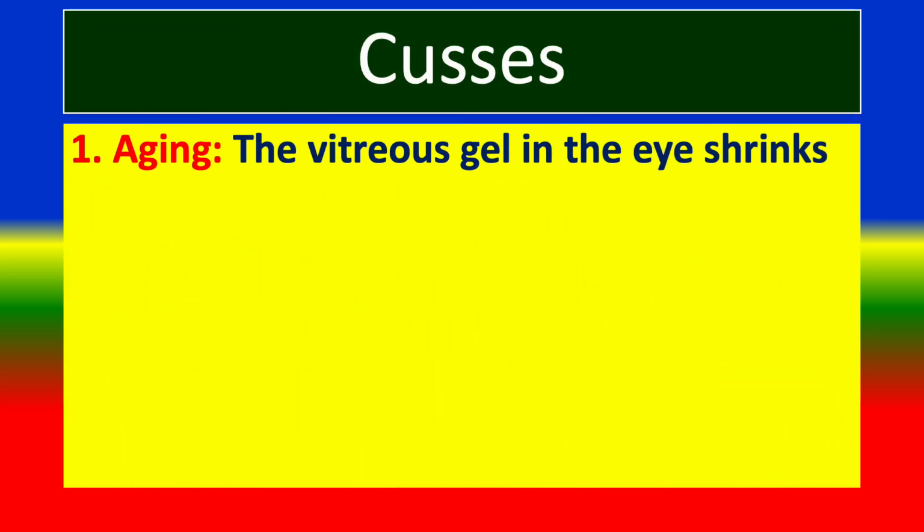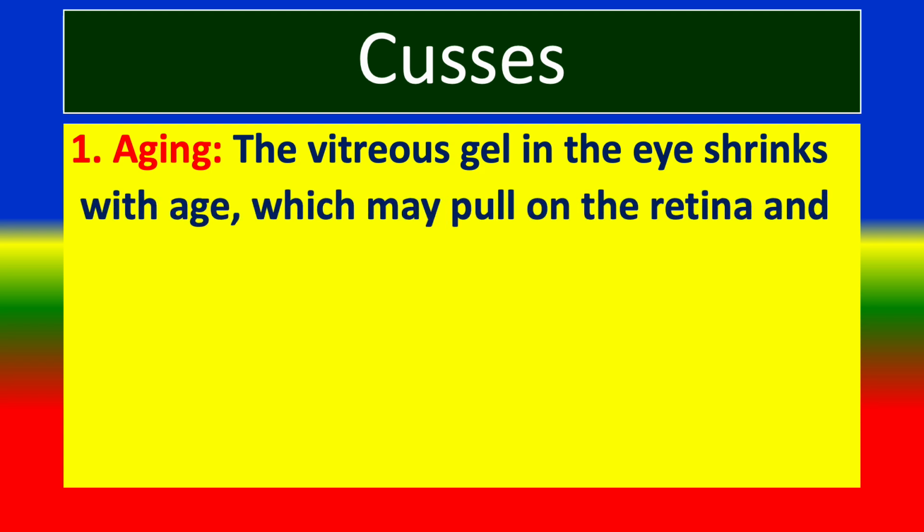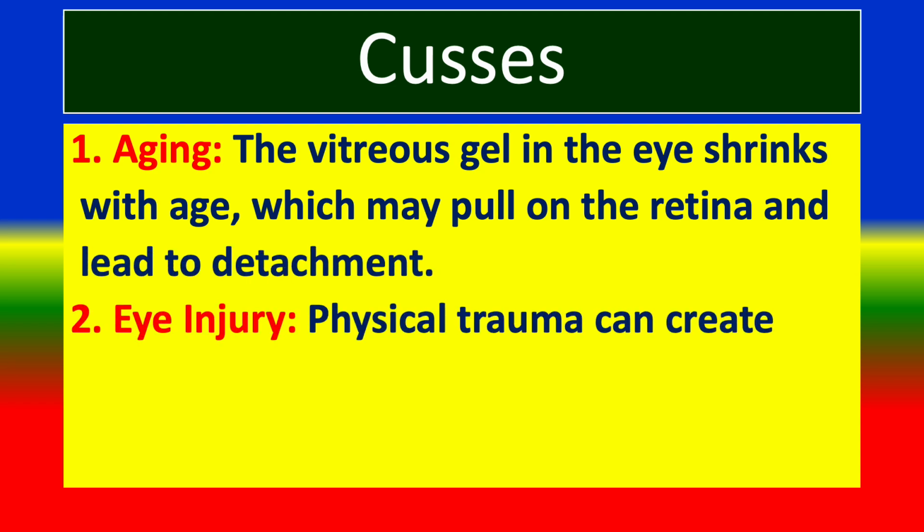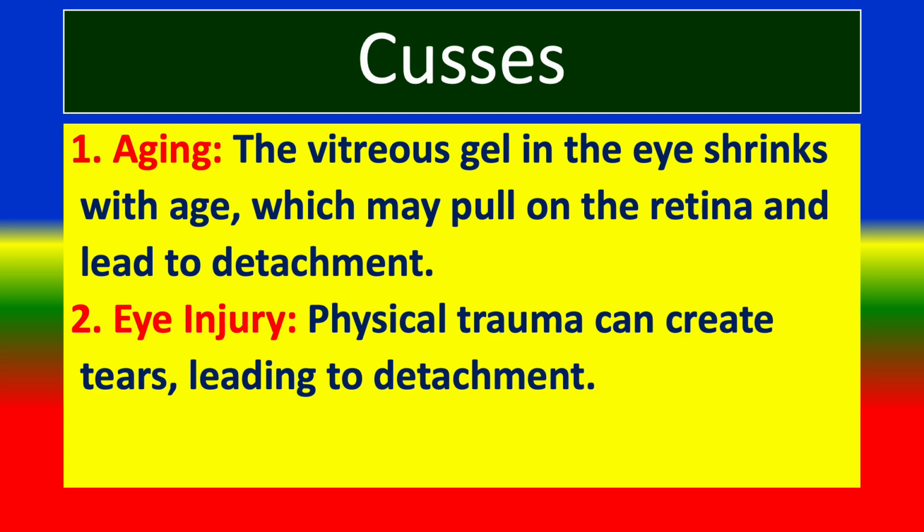Causes. 1. Aging. The vitreous gel in the eye shrinks with age, which may pull on the retina and lead to detachment. 2. Eye injury. Physical trauma can create tears, leading to detachment.